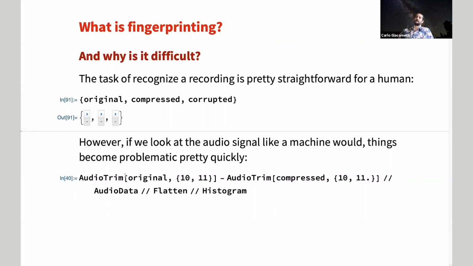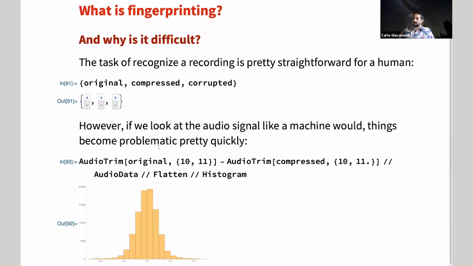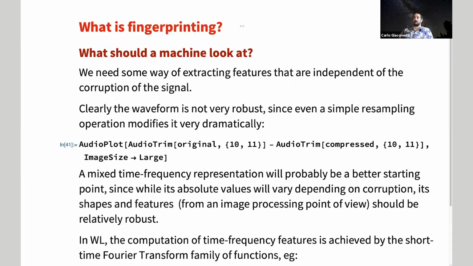However, if we look at it like a machine, we just look at the data underlying these audio objects. These are quite different. Here I'm trimming a 1 second bit from the compressed version and the original version and looking at the difference between those. And we can see that this difference is definitely not zero. So how to teach a machine how to figure out that these are the same song?